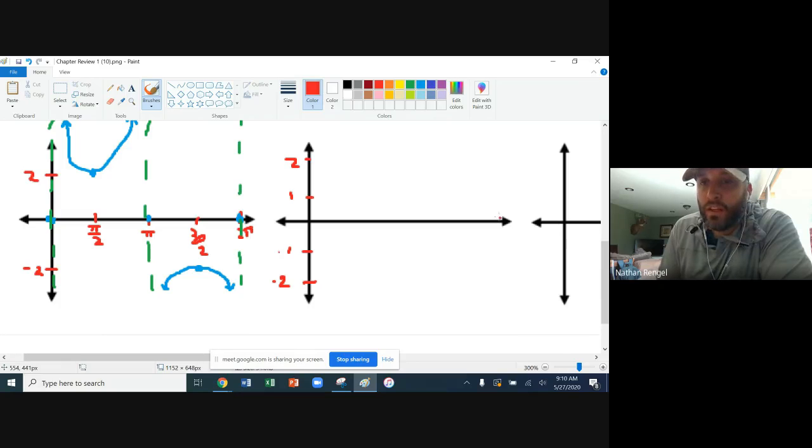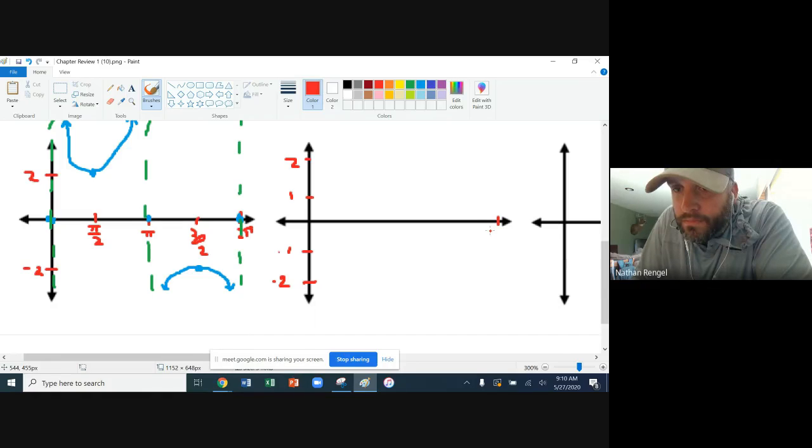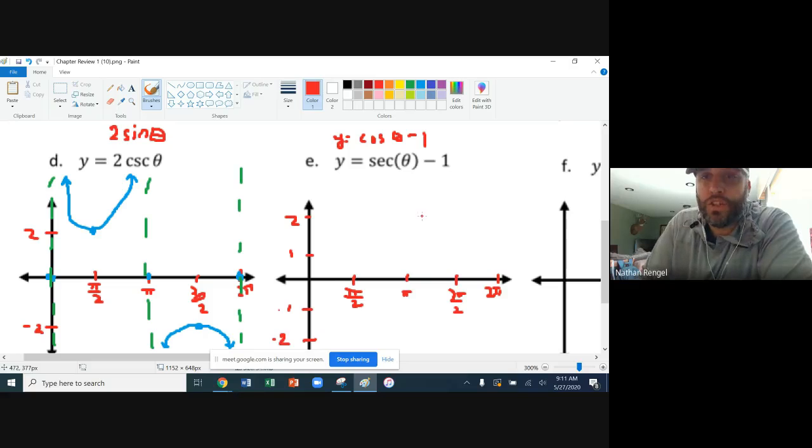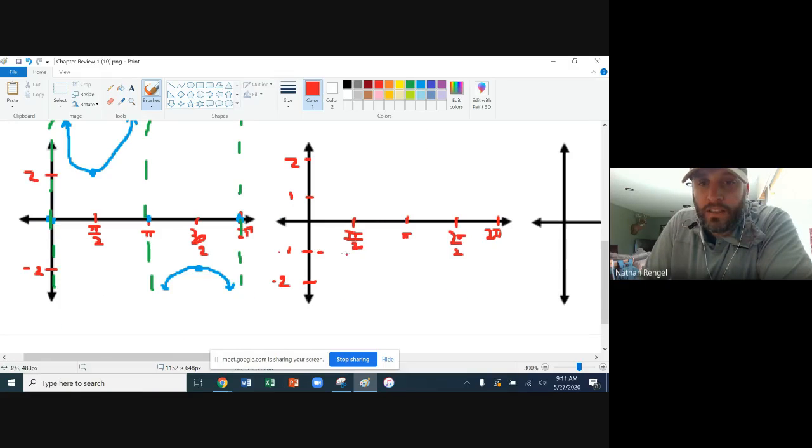And then this would be 2 pi. And this would be pi. And this would be pi over 2. And our 3 pi over 2. All right. And we're doing a shift down 1, so my x-axis is going to shift down 1. I'm going to kind of go through my intervals there. That's okay. All right.